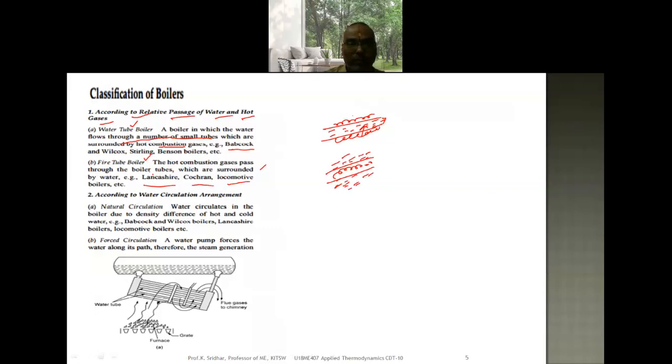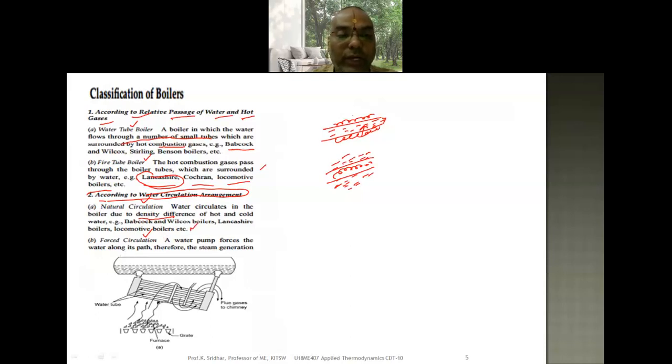In today's class, we will discuss the working principle of a Lancashire boiler. So it is the first classification, the first method. And the second classification is according to the water circulation arrangement. According to the water circulation, the boilers are classified into natural circulation and forced circulation. Whenever the water circulates automatically due to the density difference between the hot water and the cold water, it is known as a natural circulation boiler. The examples are the Babcock and Wilcox boiler, Lancashire boiler, locomotive boilers, etc.